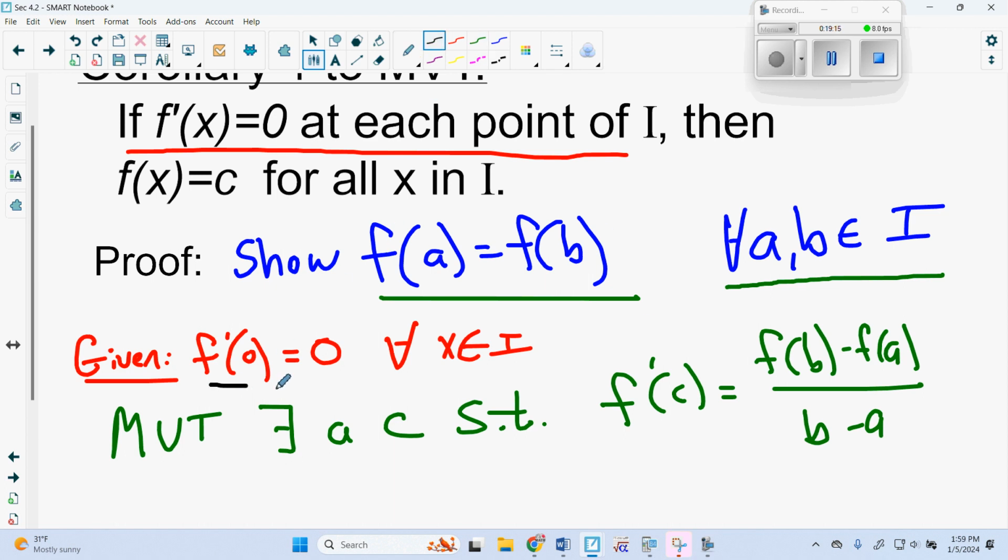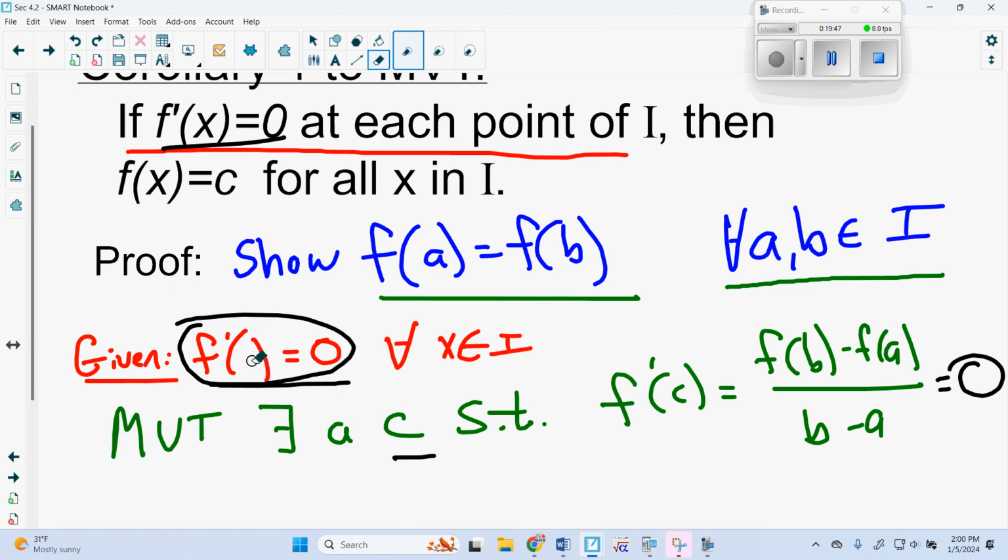Because we have a derivative at every single point, we know it's continuous, we know it's differentiable, so there has to be some C that satisfies the mean value theorem. But what do we know about C? C is in the interval, right? Well, we know the derivative, f prime of C, has to equal 0. That's what's given. The derivative at any point, and I wrote this wrong here, this right here should say x, for any x in the interval, equals 0.